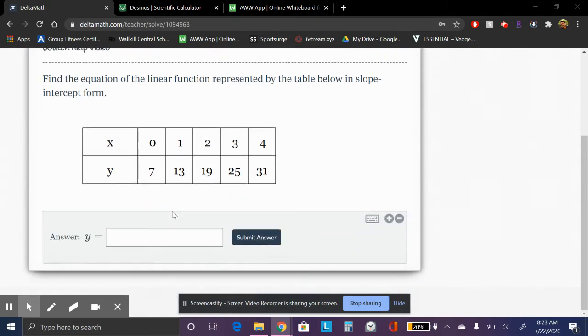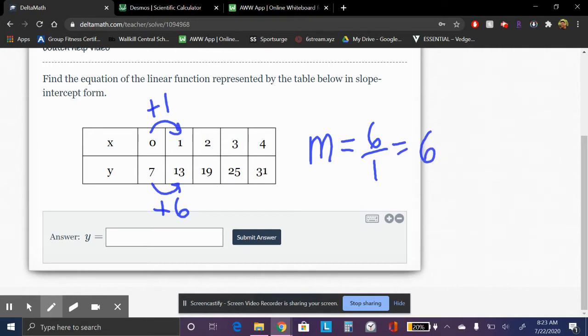So you look at the trend of this table. You notice in the y values, it goes up 6, up 6, up 6, up 6. So this trend here is going up 6. Now this trend, you notice, is going up 1, up 1, up 1. So my slope is 6 over 1, which is just 6. All right, so that's my m.